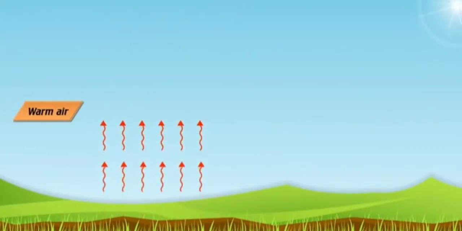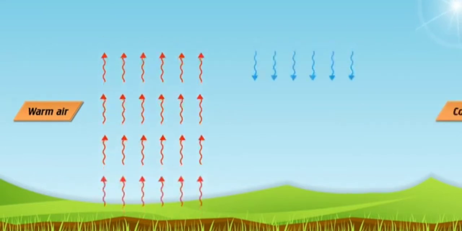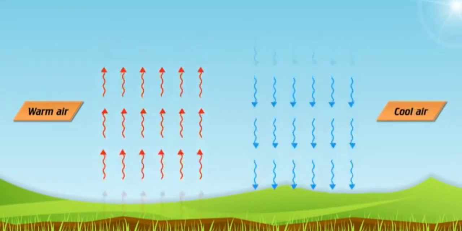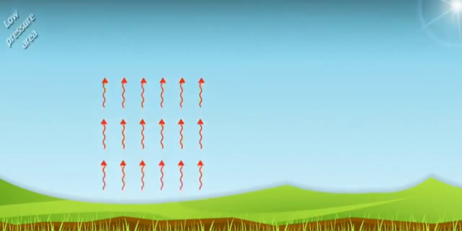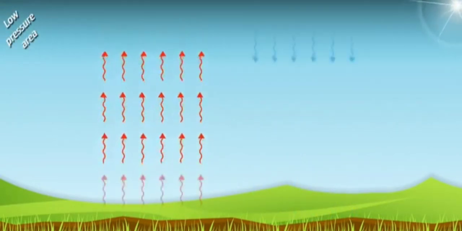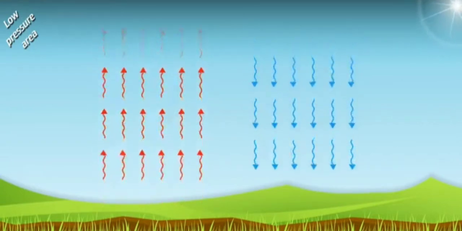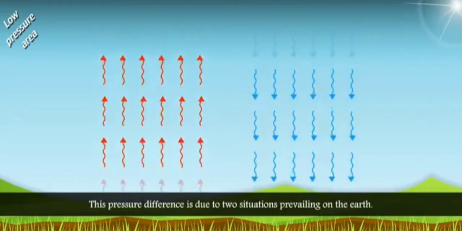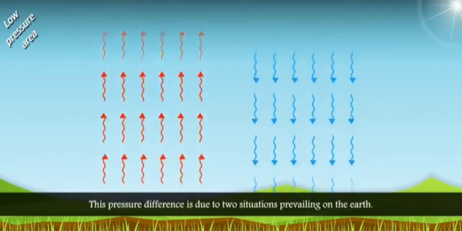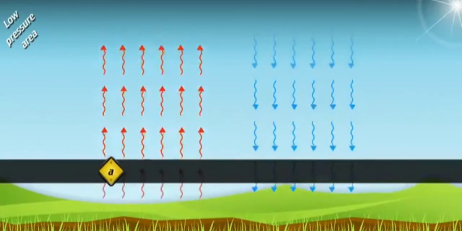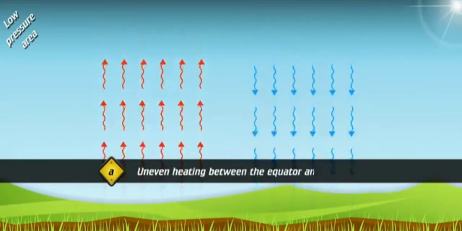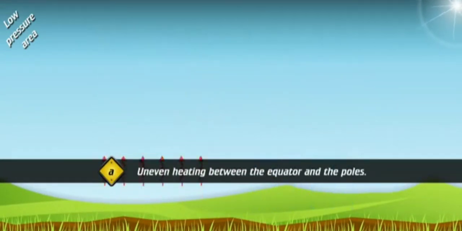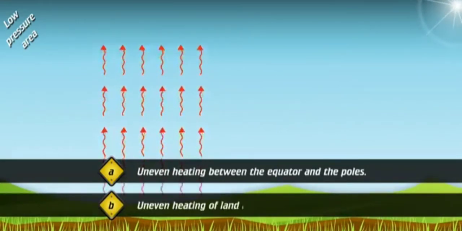As we have seen, warm air rises up and cool air comes down. That is, warm air tries to enter the region of low pressure. Cold air comes down. This pressure difference is due to two situations prevailing on Earth: uneven heating between the equator and the poles, and uneven heating of land and water.